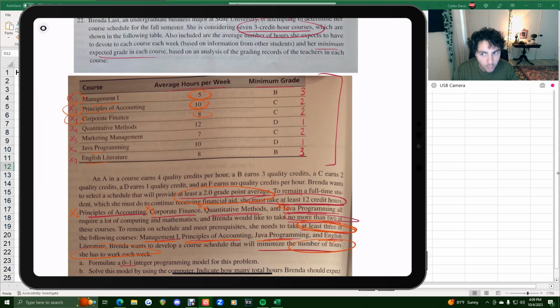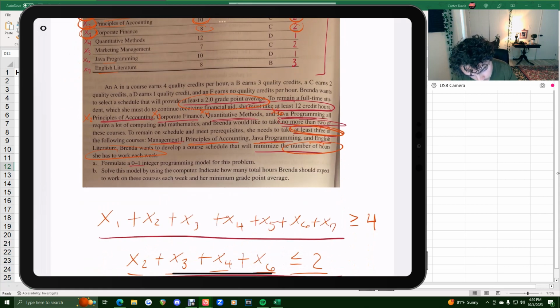So how we would calculate our GPA is taking the grade we're getting times whatever class we're taking. So 3 times X1 plus 2 times X2 plus 2 times X3, and so on and so forth. That'll give you the total. Then you divide by however many classes you took, which will come from just the sum of X1 plus X2 plus X3 all the way to X7. And that has to be at least a 2.0, so greater than or equal to 2.